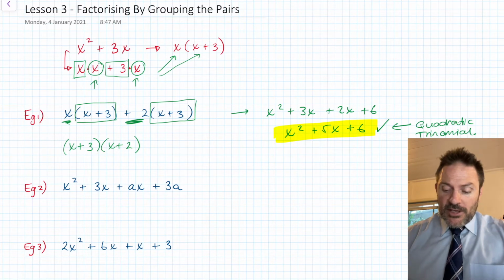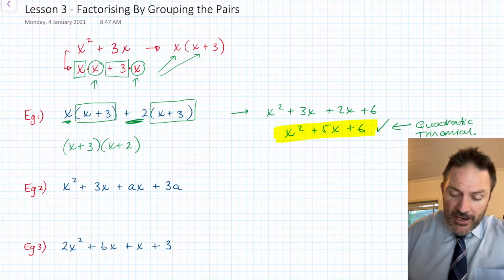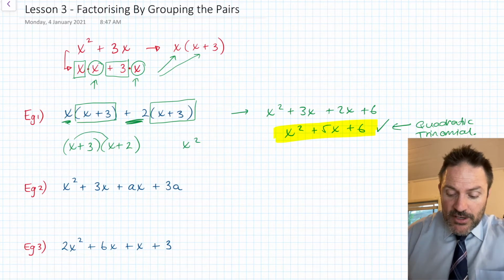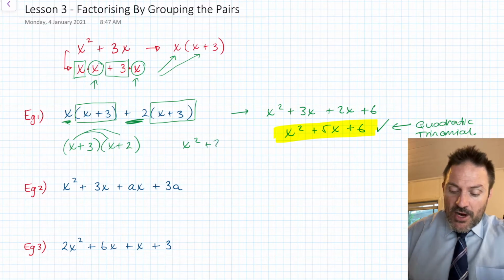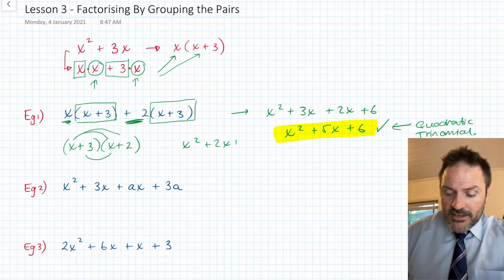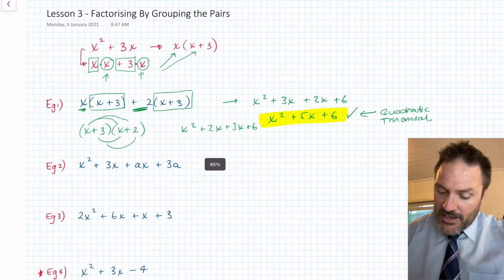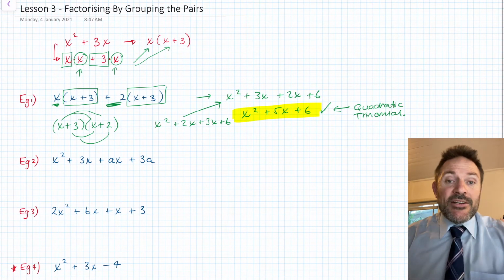So if I look at that now, and I expand the brackets, we get x times x, which is x squared. We get x times 2, which is 2x. I get 3 times x, which is 3x. And I get 3 times 2, which is 6. And if we look over here, bang, that's almost identical, isn't it?